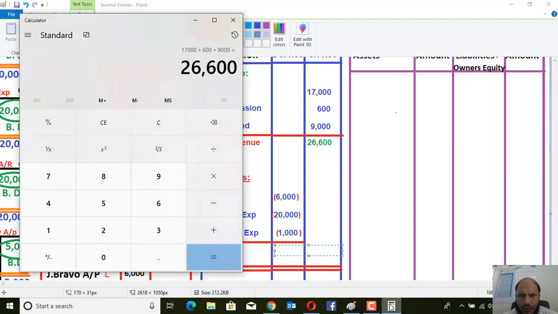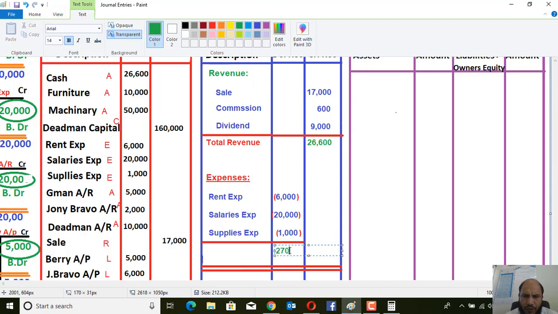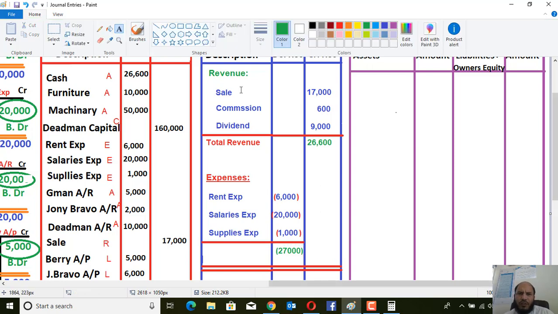Now let's calculate the expenses and see how much they are equal to. We have 6,000 plus 20,000 plus 1,000. This is equal to 27,000. So we should write down 27,000 over here. We should put the 27,000 into brackets because these are the amounts that we should deduct.